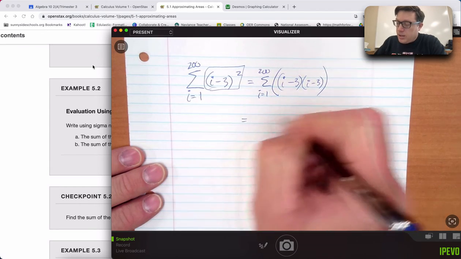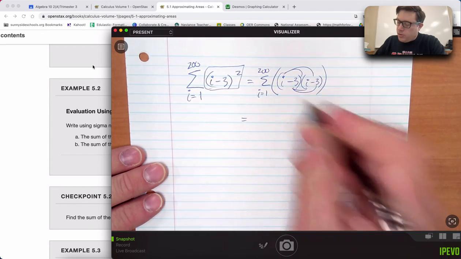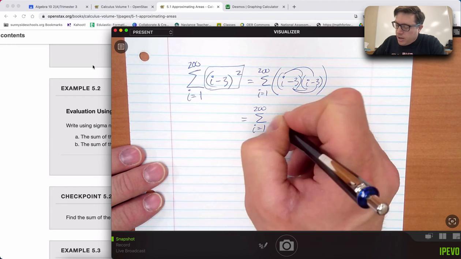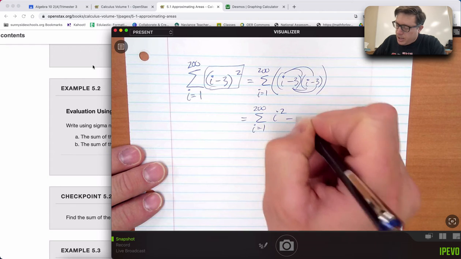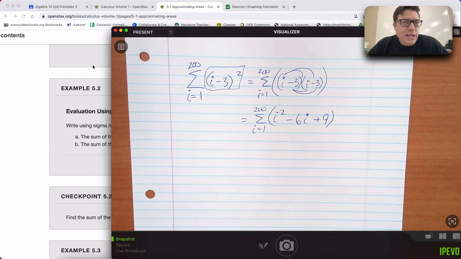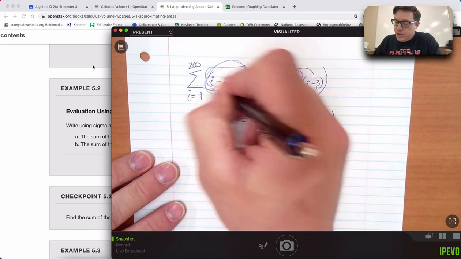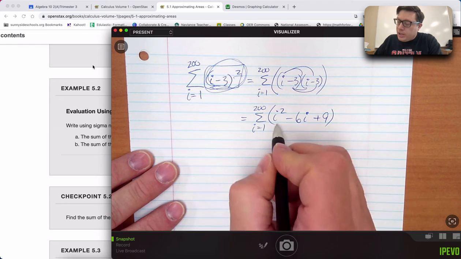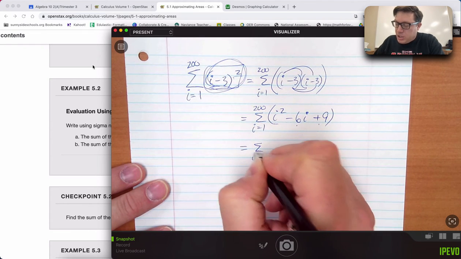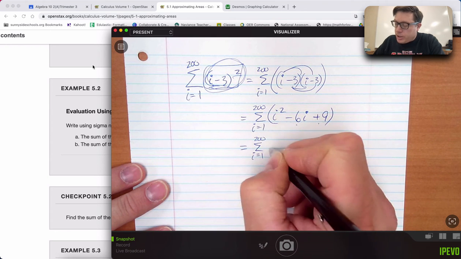Well, I can distribute and distribute, and so I have the summation from 1 to 200 of i squared minus 6i plus 9. We can't really treat the summation as applied to the square, but when you use the square on the expression, then we can have this expression written as a trinomial.